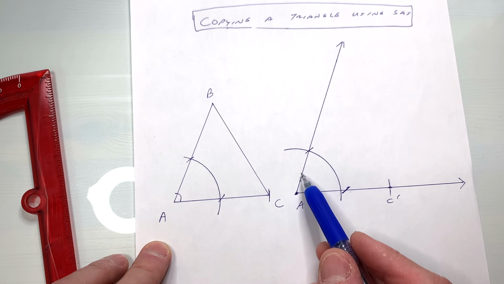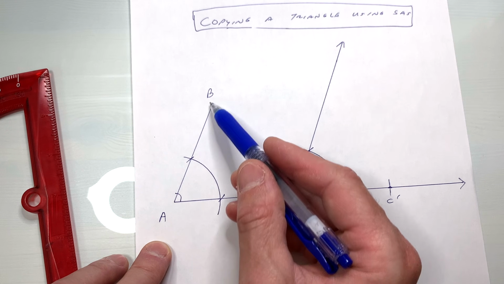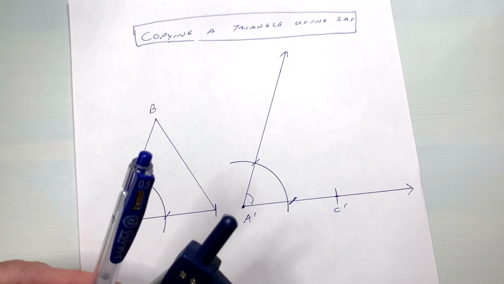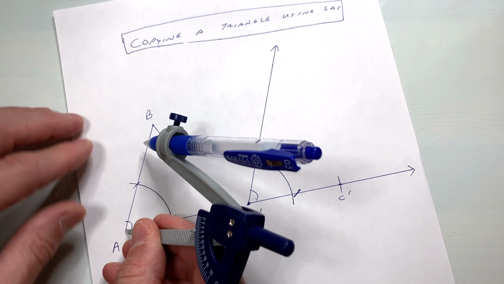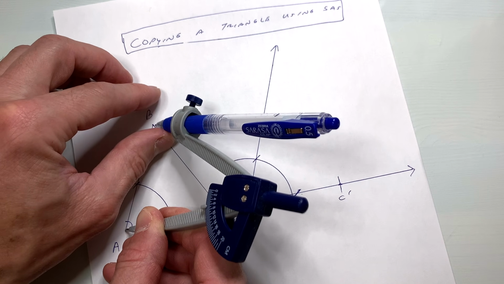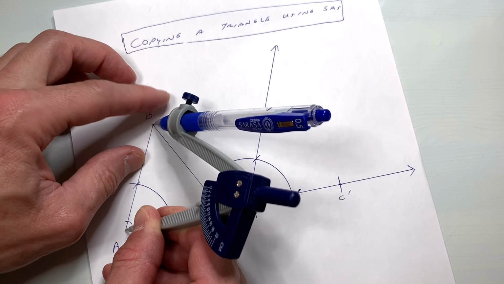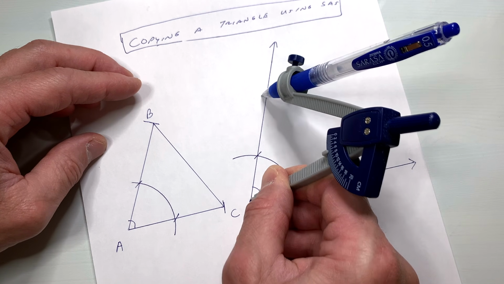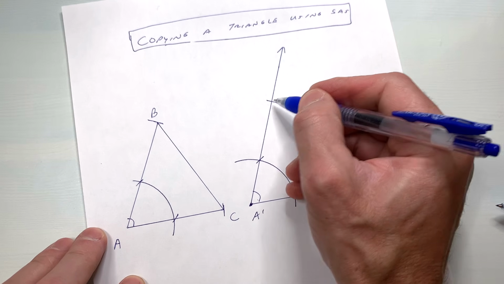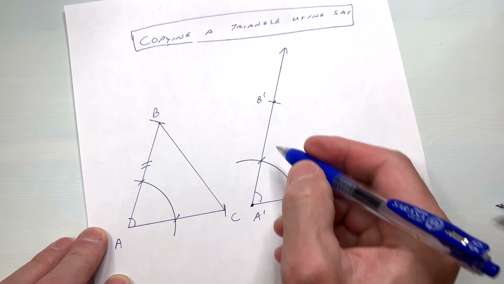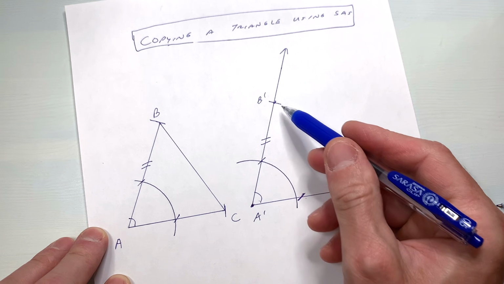And now we just have to do one more side. So we're going to copy this segment AB onto this ray. Again, we talked about this earlier, how to copy a segment. You're just going to use the compass as a measuring tool. So you open that up, a little bit more, right about there, and you're going to carry that over here. And so now you can see, here's your B prime. So you can see that segment AB is congruent to segment A prime B prime.